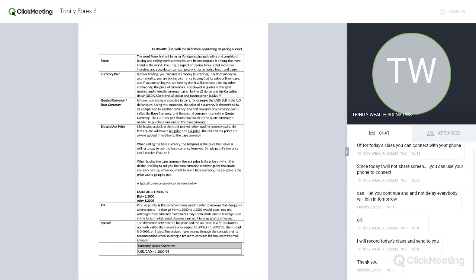And a typical currency quote can be seen below, like USD CAD. So we can get that pair. USD is our base currency, CAD is our quoted currency, and then we get a quote of 1.2000/05. So the first price before the slash is the bid price, right? So if I was to sell this pair, it means I'll be filled at 1.2000. Then the second price after the slash, which is 1.2005, is the asking price, which is saying this is what I want to buy this at. So the other person, the dealer, is asking for this one.